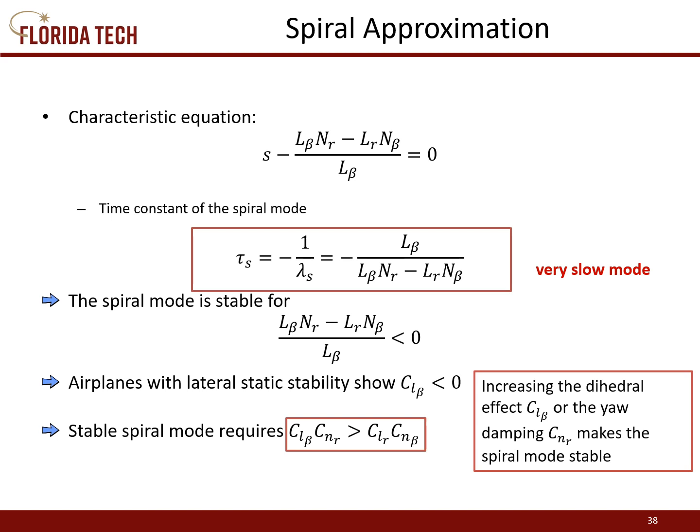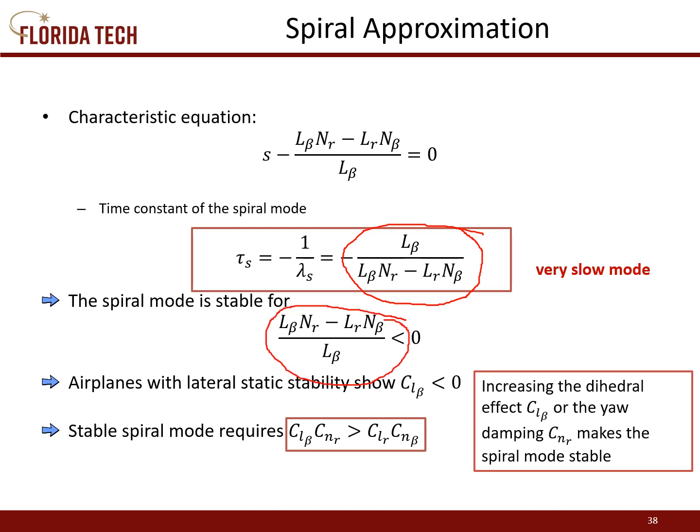Again, we get a nice characteristic equation, a simple first order type of characteristic equation. Then we can get the spiral time constant, tau sub s, based off of our information here. And so we know that the spiral mode is going to be stable for this condition.